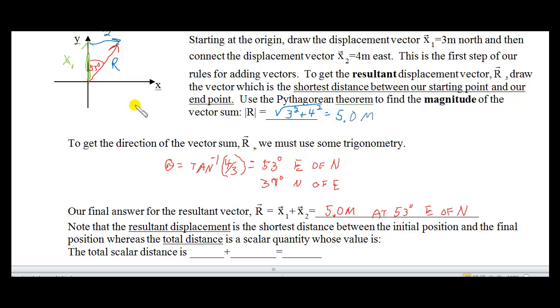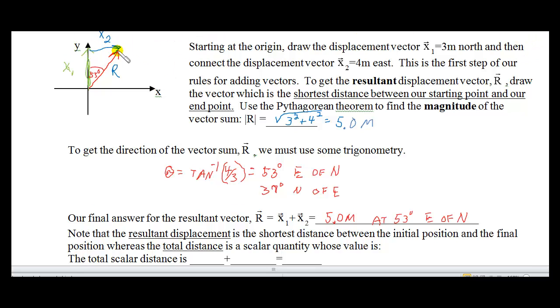Okay, let's check our answers. First of all, the first vector x sub 1 started at the origin and it moves north by a distance of 3 meters. The second vector, you connect the tail to the head, and that's x sub 2. Move this down a little bit so you can see it. Here's x sub 2. We're connecting the tail of this to the head of my first vector.